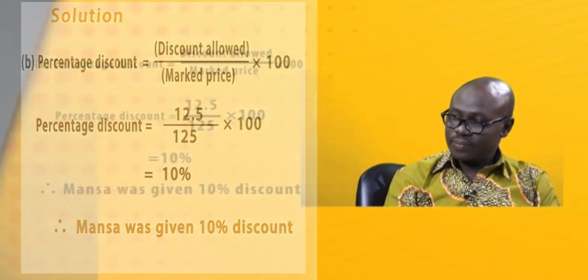Thank you very much for taking us through that. Students, remember that percentage discount is given by discount allowed divided by the marked price or the original price multiplied by 100. Good. Now let's take another question, Mr. Odami. I expect students to take their writing materials, their calculators, and work along with us.